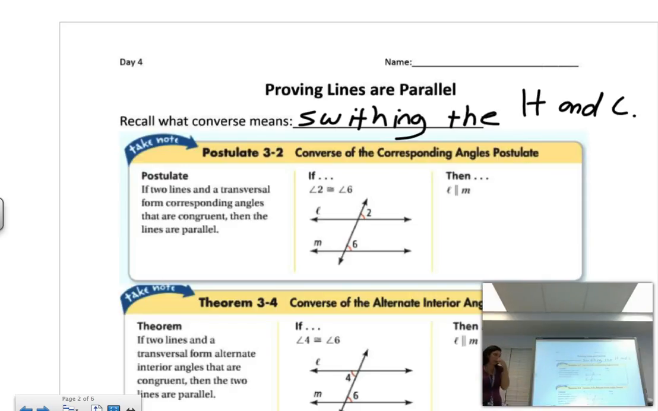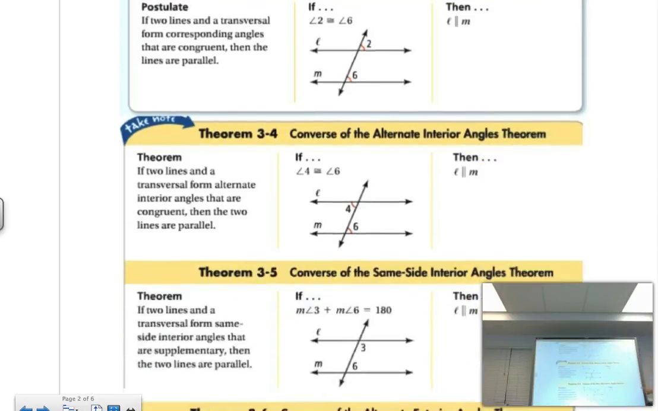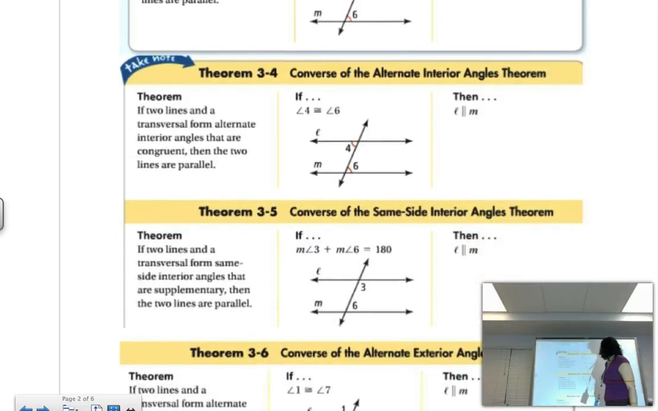Yes? Okay. So the name of the postulate is just the relationship of these angles. You know these names, hopefully, by now. As long as you know the names, then you know the postulates. So let's go down. Let's look at the next one. Converse of the alternate interior angles theorem. So alternate interior angles are congruent. So if I know that 4 and 6 are congruent, then L and M are parallel. Everybody see kind of the pattern, what we're doing?